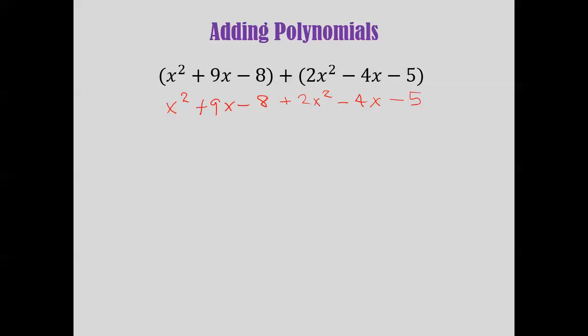So really it appears that we've just rewritten everything without the parentheses, which is essentially what we do when we're adding. But I want you to think of it in terms of adding every single term in the second polynomial to that first one. So now we can go ahead and combine like terms. I've got an x squared and a 2x squared, which gives me 3x squared. And then I've got a 9x and a negative 4x, which combines to make positive 5x. And then I've got a negative 8 and a negative 5, which makes negative 13.